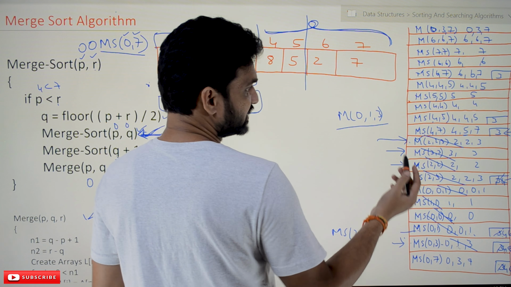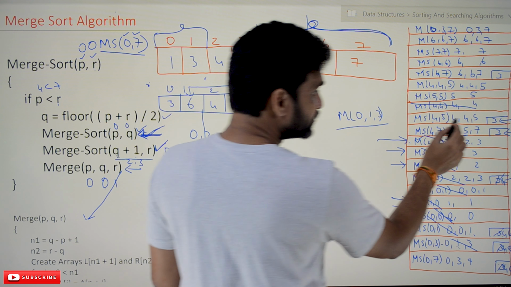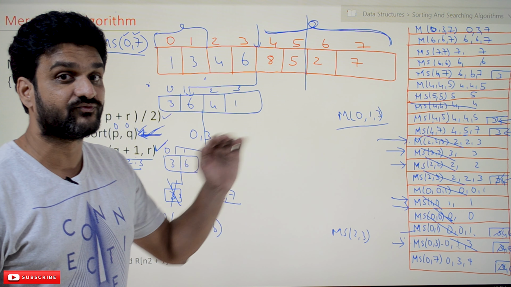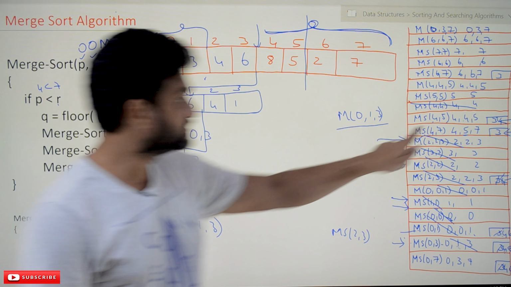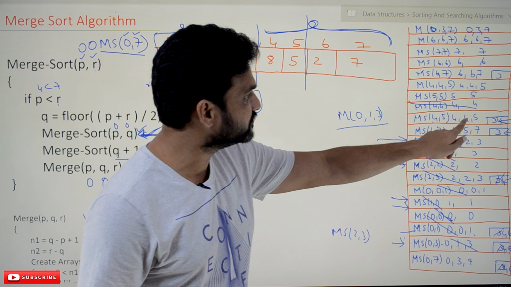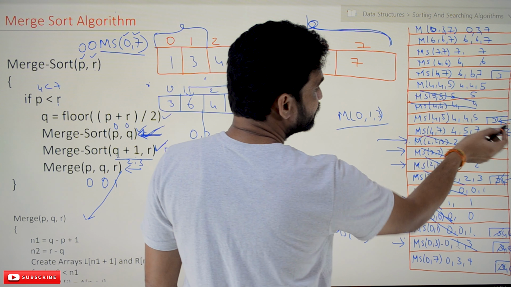In this function call, we again stop in the third line, where the function call is 4 comma 4. 4 comma 4, both the same, means it is of no use. Again we come back to the fourth line of code, q plus 1 by 2, 4 plus 1, which is 5 comma 5. Again the function call is made, but it is of no use, so we are not discussing it. Okay, right? Now the fifth line of code will get executed.